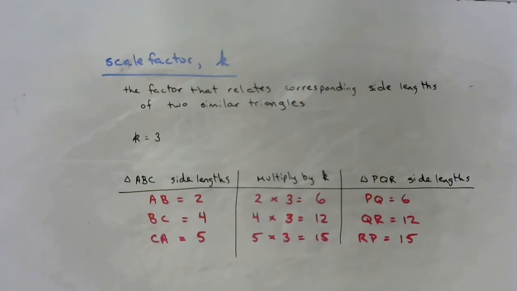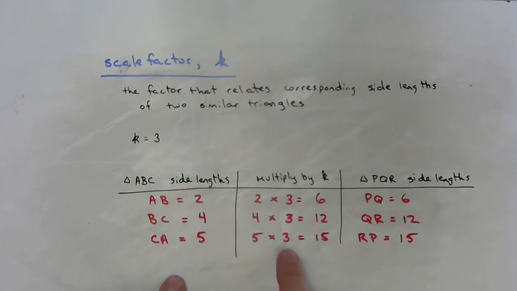So we can apply the scale factor to find an unknown side length in one triangle if we know the corresponding side length in the other triangle. Okay? So what did that mean? That means if I know my scalar factor is 3 and I know any of these side lengths, I can automatically get the corresponding side lengths.